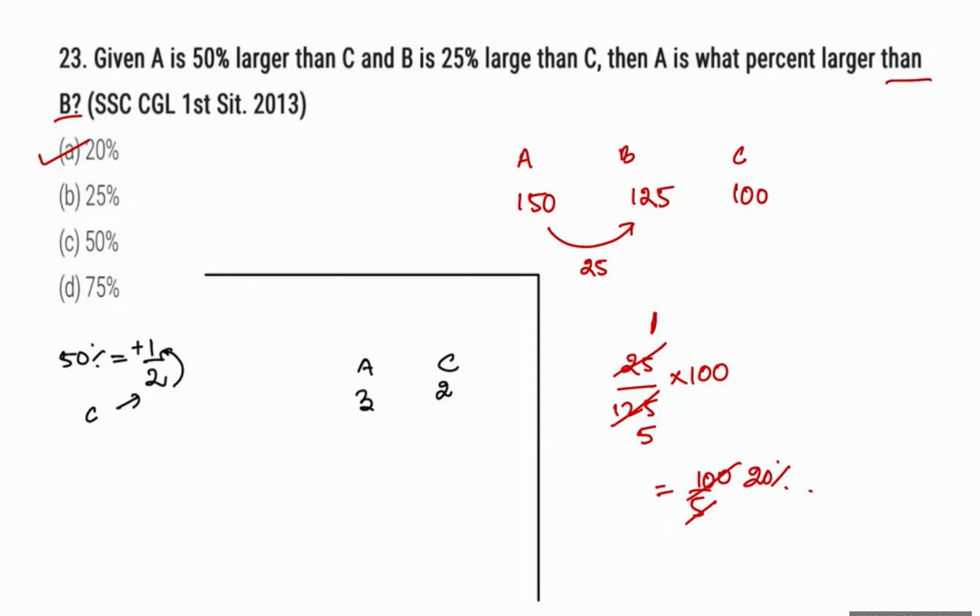Now the question is B is 25% larger than C. 25% is 1 by 4. B is larger than C. C is 4, so B is 4 plus 1, which is 5.